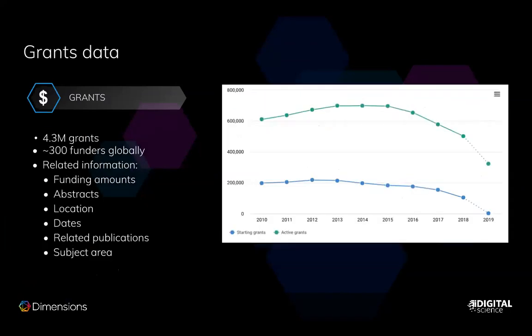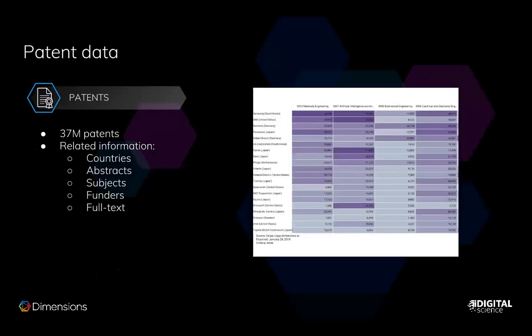We also have a huge amount of grants data available to study. Much of this is sourced from our direct relationship with funders. We have a lot of useful related information like award amounts, related publications, and subject areas. Then there's patents. We index over 37 million patents, and we have a number of data features available to study, things like funders, countries, and subject areas.